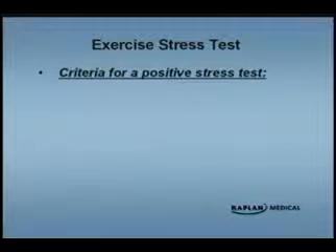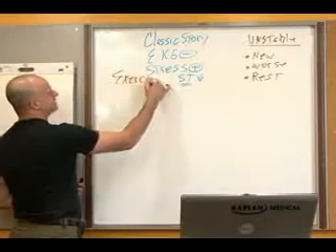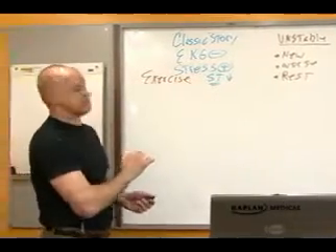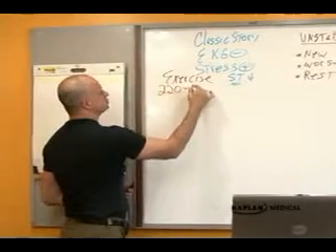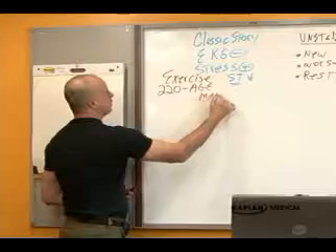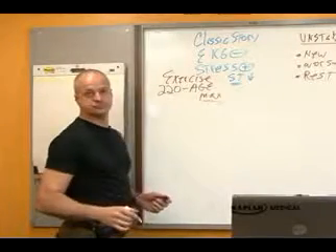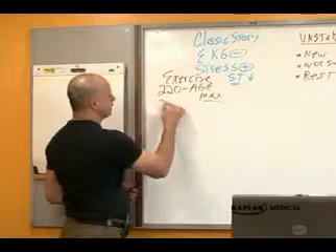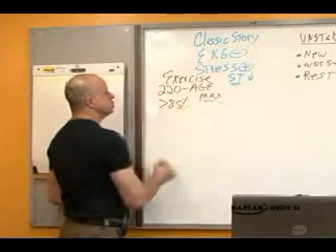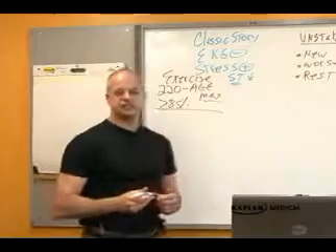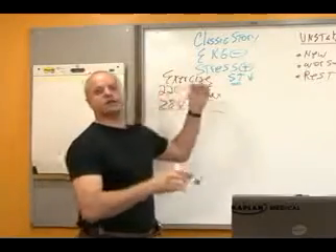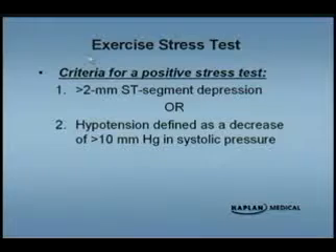Now, what do we take as criteria as positive for an exercise tolerance test? All you need for an exercise tolerance test, one, is to be able to exercise sufficiently. What does exercise sufficiently mean? 220 minus your age is your maximum heart rate. You need to be able to get to 85% of that max. So exercising sufficiently means greater than 85% of your maximum heart rate, and your maximum heart rate is 220 minus your age.